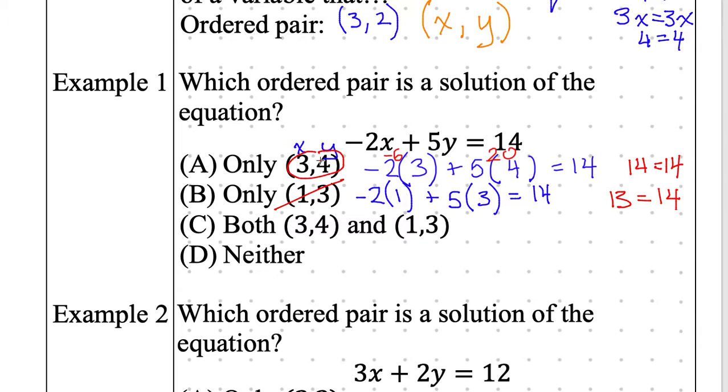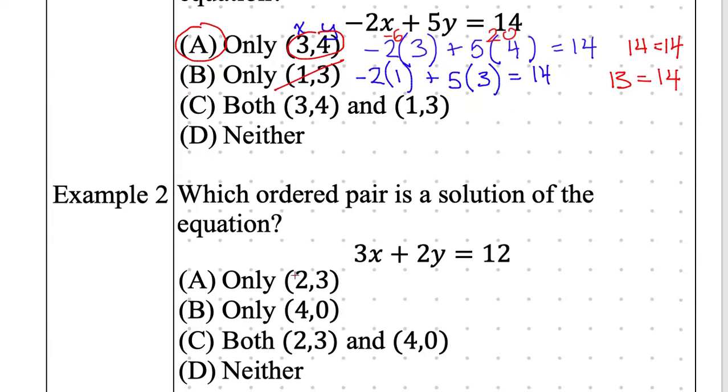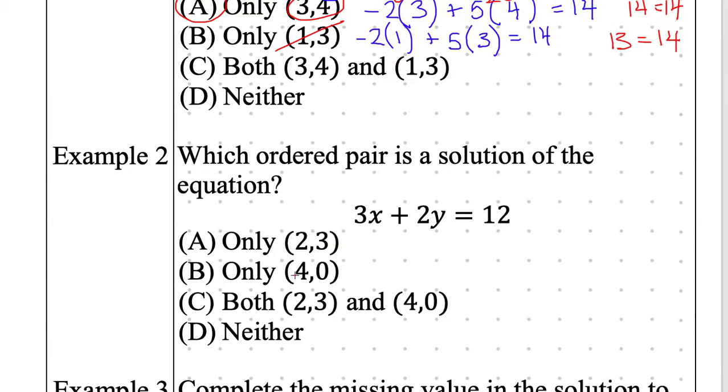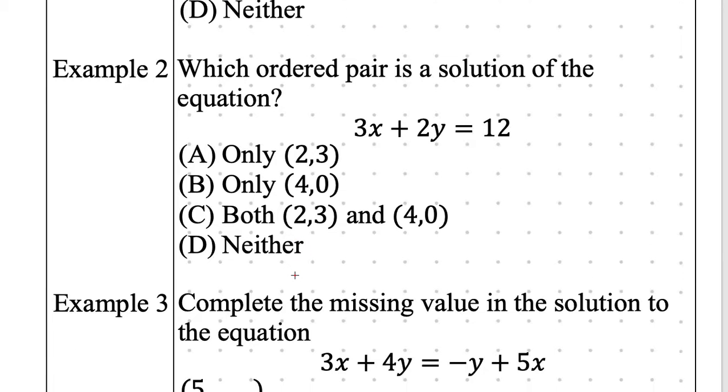You can circle (3, 4). That one was good. If it was 14 equals 14 again, then we could say both. But since (1, 3) is not an answer, only A is an answer. If neither of them were true equations, then we can go and hit option D. Now you're going to try all of example number 2 by yourself. So go for it.